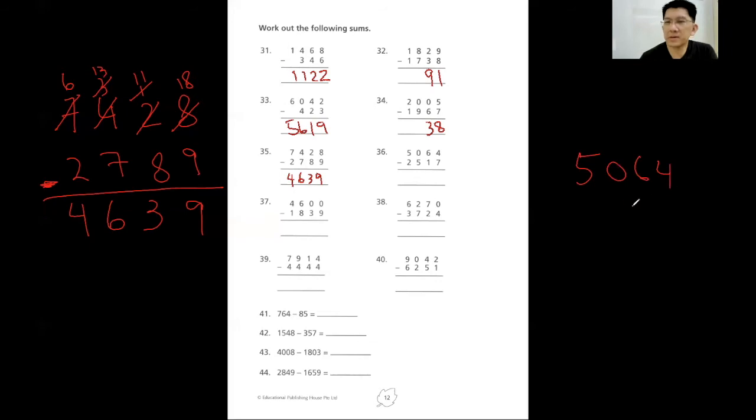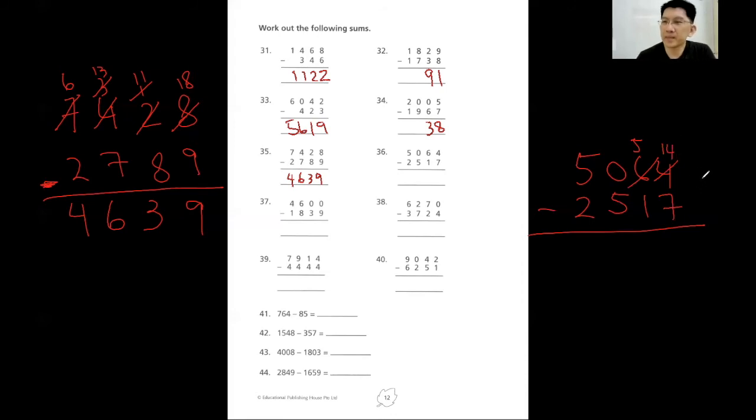5,064 minus 2,517. 4 minus 7. 4 is smaller than 7. We can't do that. So let's take 1 from 6. After you take 1 from 6, it only has 5 left. And because you take 1 from 6, you give it to 4. That means 4 gets 10. Now, 10 plus 4 is 14.